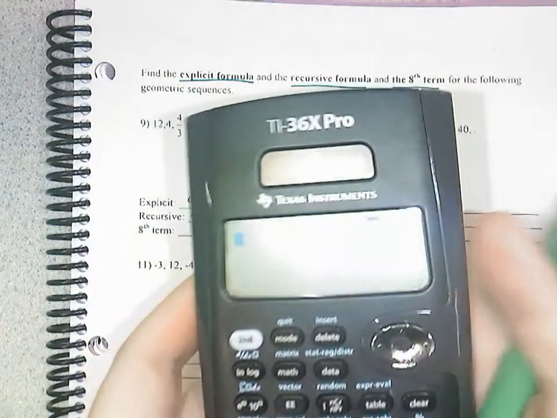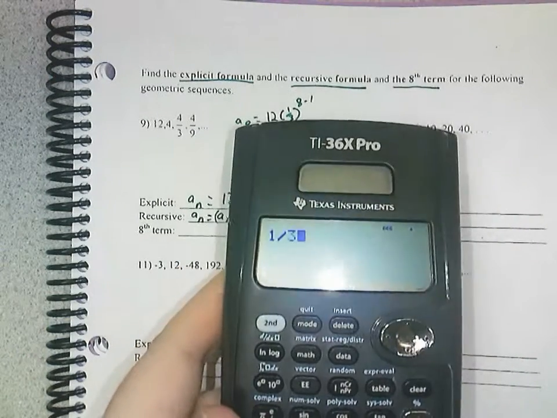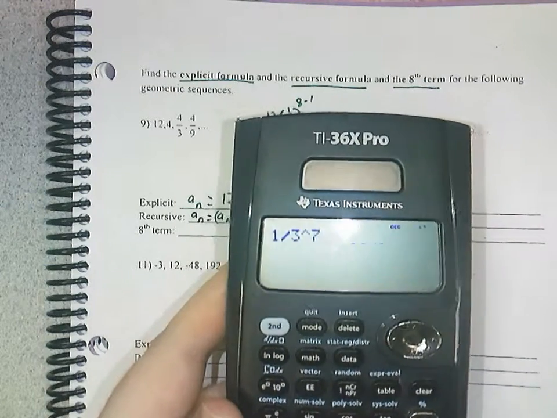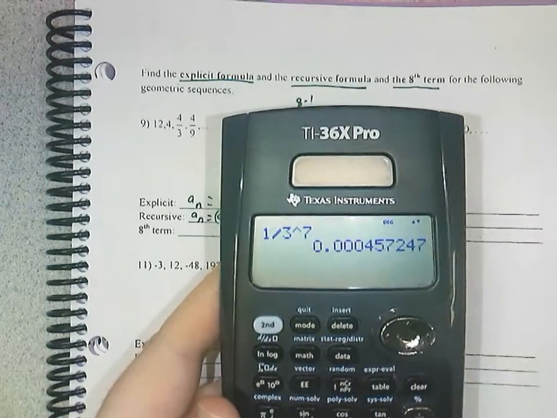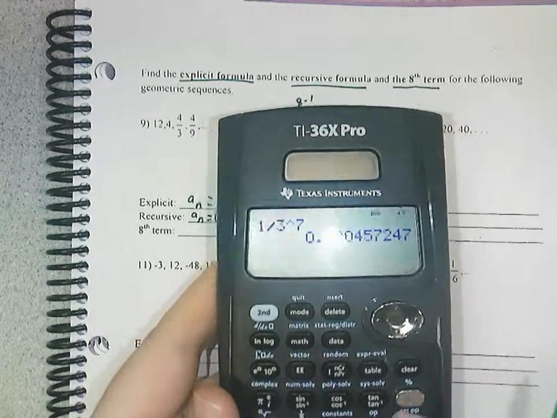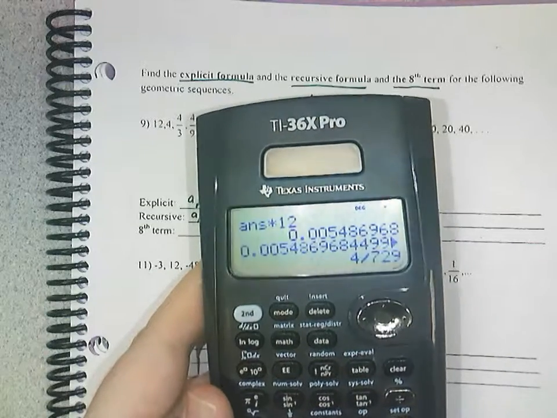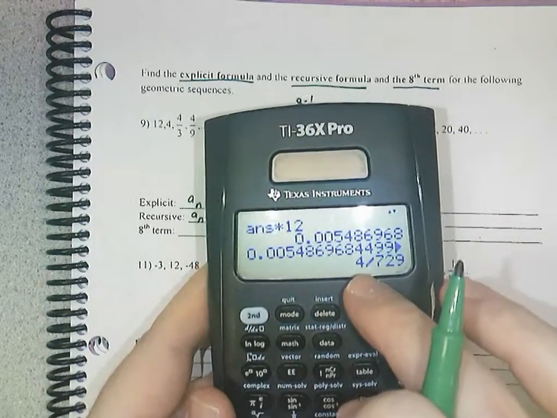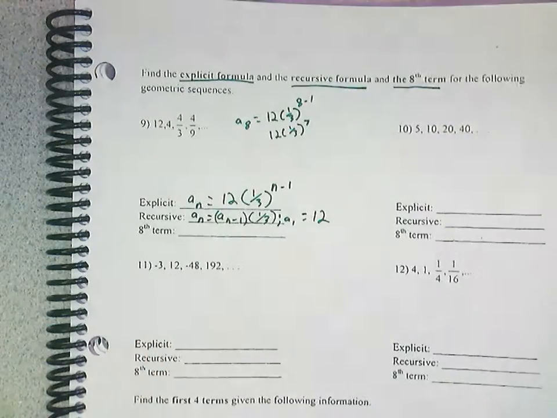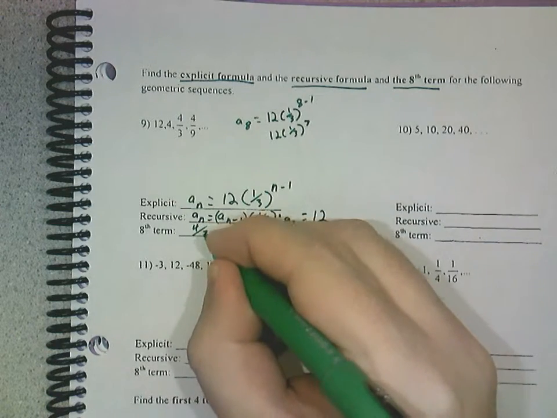So again, your calculator does this for you. So 1 fraction 3, and then exponent 7. We get this nice, fun decimal here. And then we multiply that by 12. That gives me that fun decimal, which I can then convert to an actual fraction, which would be 4 over 729. So the eighth term is 4 over 729.